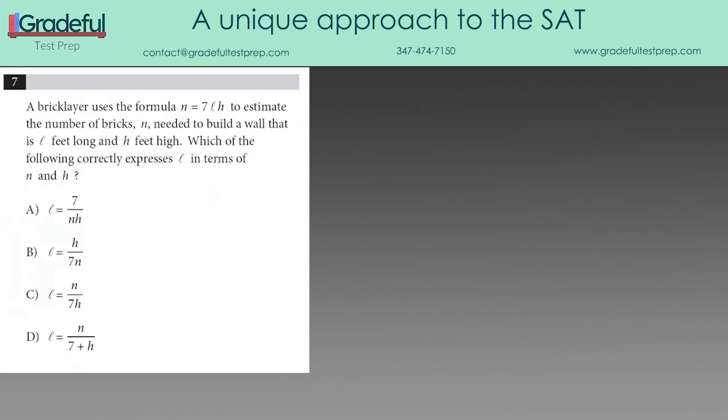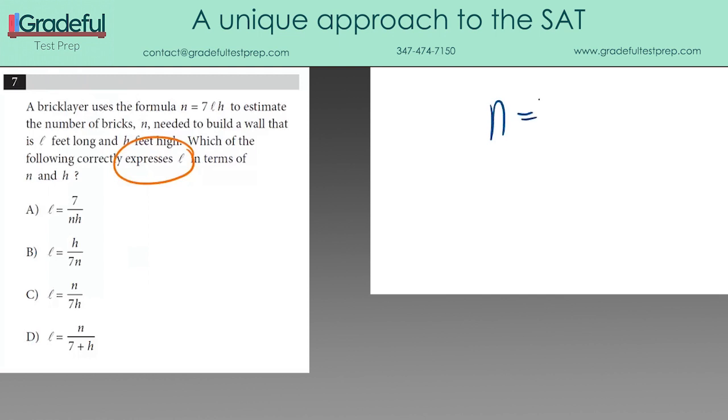Question number 7 is giving us an equation and asking us to solve to express L. So in other words, they're asking us for L in terms of N and H. So we have the equation N equals 7LH. And the concept here is, if you want to get a variable by itself, you have to ask yourself what's happening to that variable, and then you can do the opposite of that.